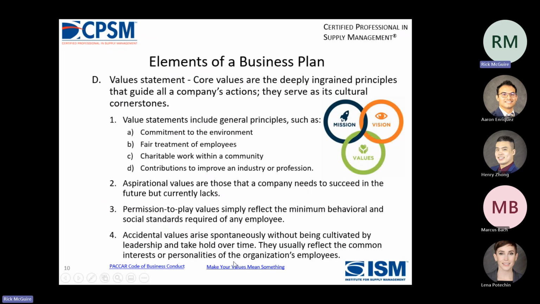People in the company have these accidental values. They usually reflect common interests or personalities. Our values are essentially our code of business conduct.